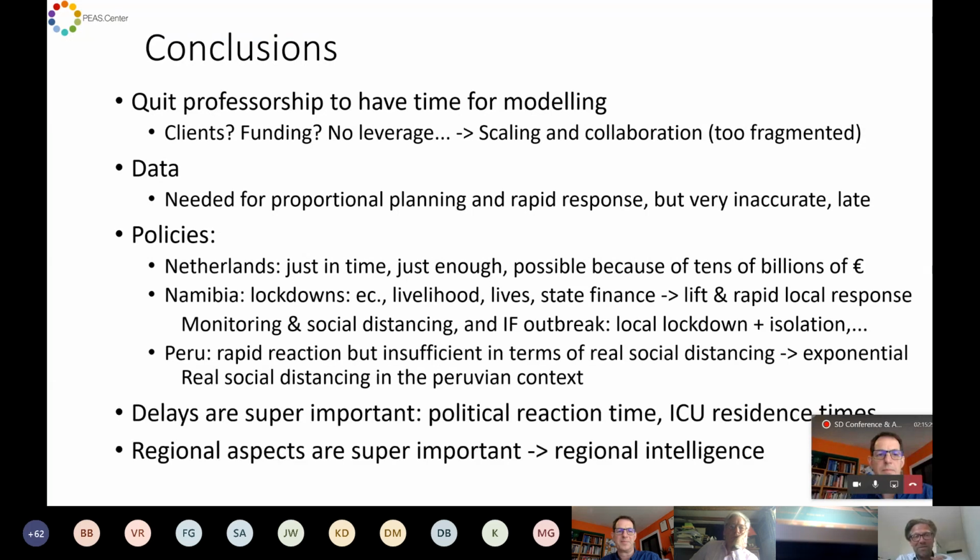So, conclusions. I think in terms of data, this is really crucial. Data needs to be available almost instantly to allow modelers to give much better insights into what is happening and what ought to be done. Policies for each place need to be adjusted to the local circumstances. Delays are super important in any respect, and related to the regional remark already, regional intelligence needs to be there to make sense of what is happening. So that's also why making a world model is an interesting plan, but is also almost a mission that is doomed.